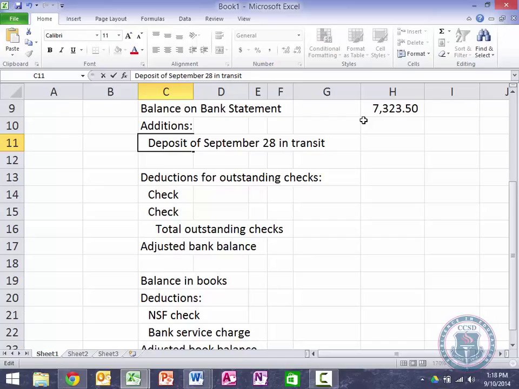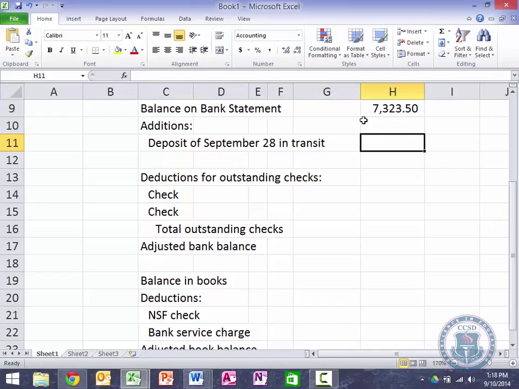It's going through the process of being cleared. Checks clear much faster than they used to, even 3 or 4 years ago. We've really sped up the process. It takes about 24 to 48 hours for a check to clear. It used to take a lot longer, 3 to 4 business days. So we're going to put in here deposits in transit of $900.